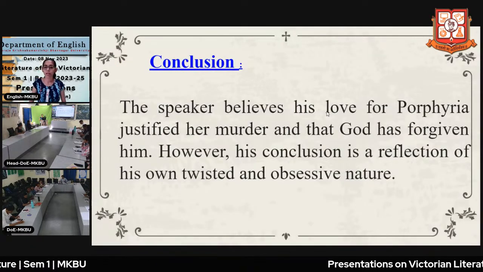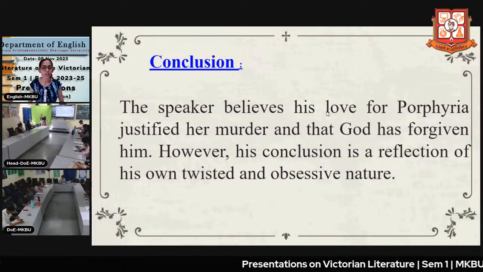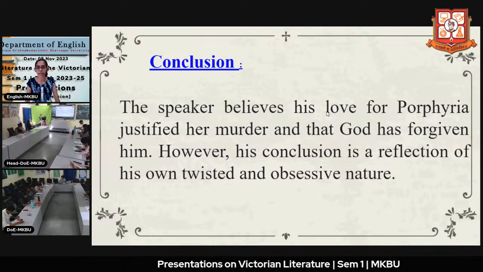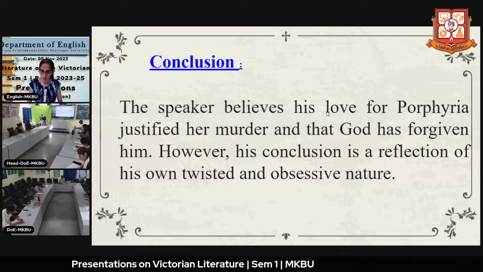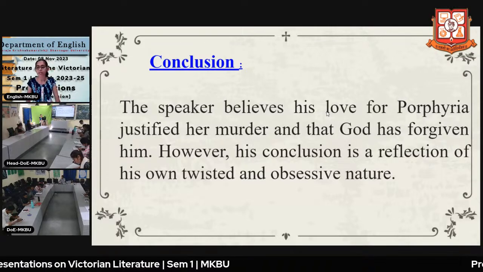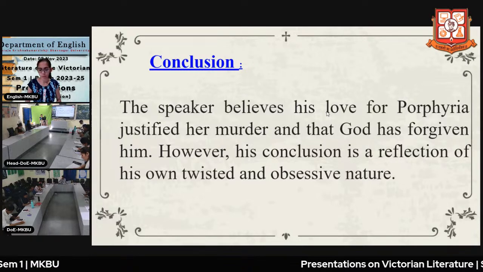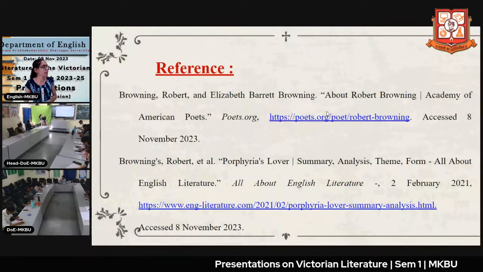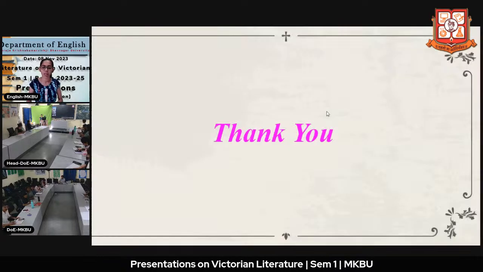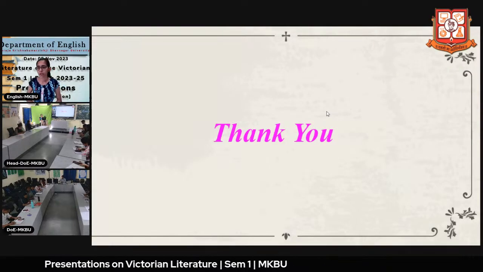Conclusion. The speaker believed his love for Porphyria justified her murder and that God has forgiven him. However, his conclusion is a reflection of his own twisted and obsessed nature. This is my reference. Thank you. If any question, you ask me.